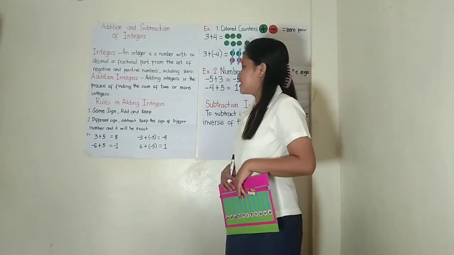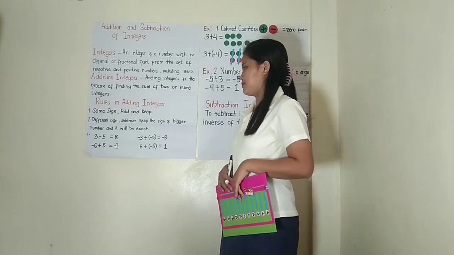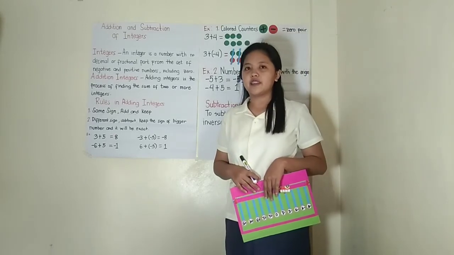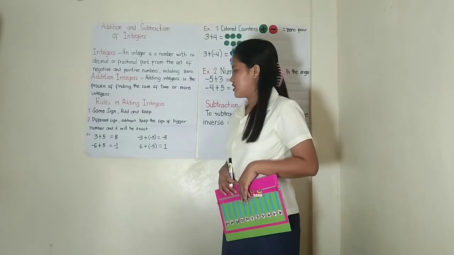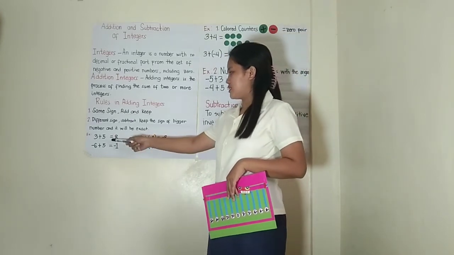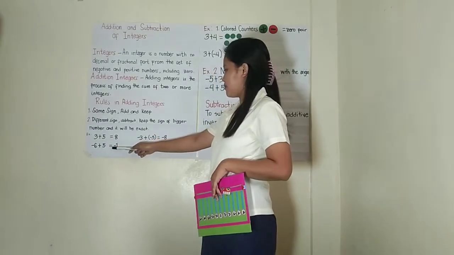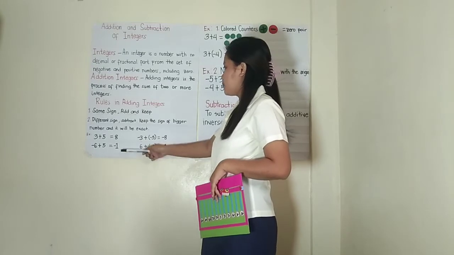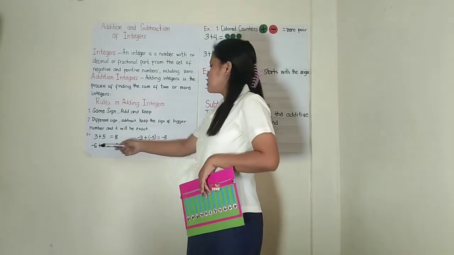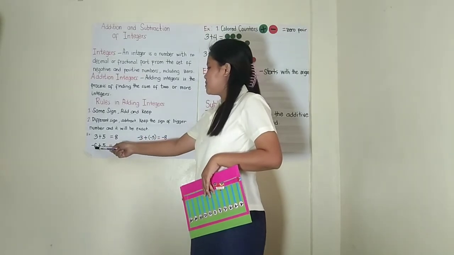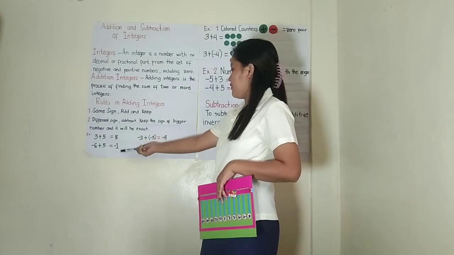Very good. Same sign is a like sign. Add and keep, it's a common sign. So we have an example here. 3 plus 5 is equal to 8. Negative 6 plus 5 is equal to negative 1. Because in the rule number 2, keep the sign of the bigger number. So the bigger number here is negative 6. That's why the answer is negative 1.